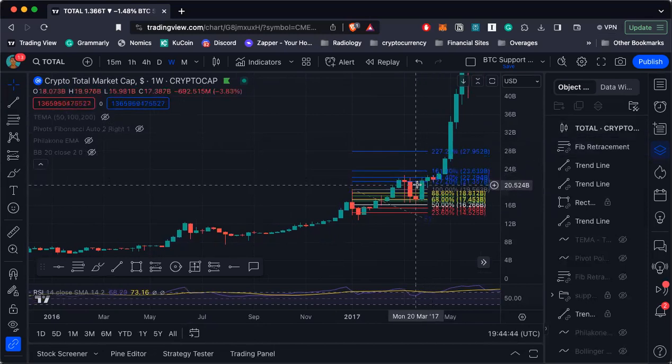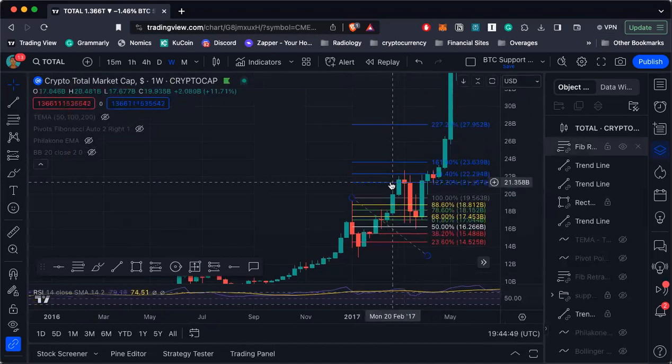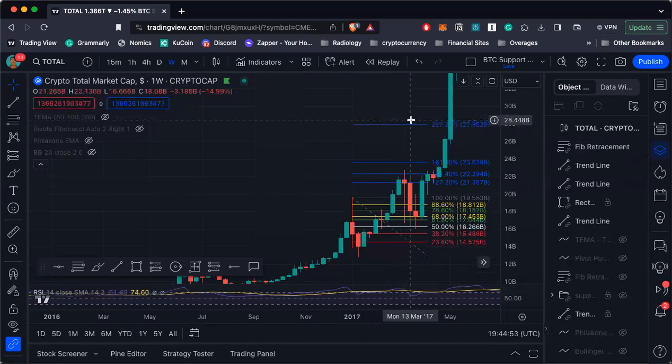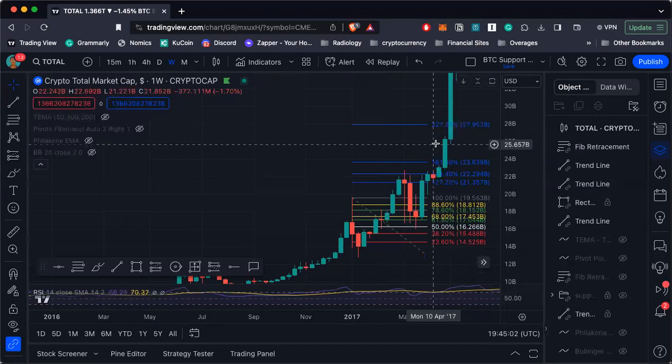And this one, the 127 fib right here, is a moderate target for the upside. This is extremely bullish. This is reasonably bullish. As you can see, the crypto market cap totally smashed through everything.